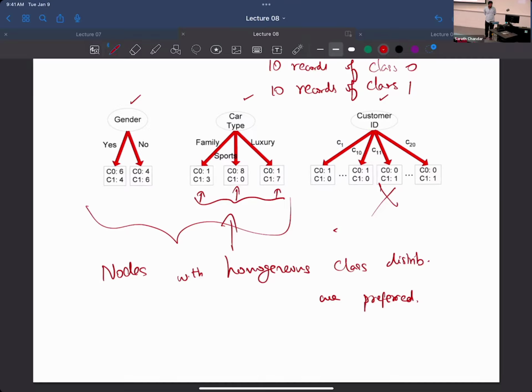Customer ID. Customer ID has actually 0 entropy, right? Because once you divide things by customer ID, it's going to be always pure. So this is the problem with all these metrics. It doesn't matter whether you're using entropy or Gini or misclassification error, they are all going to prefer customer ID while they should ideally prefer car type, right? How can we fix this problem?